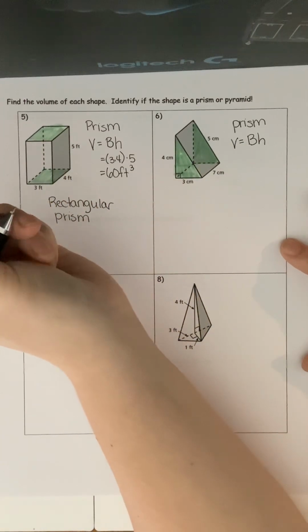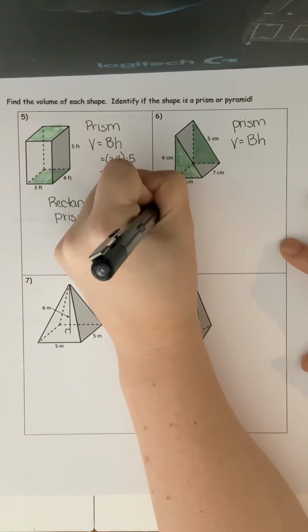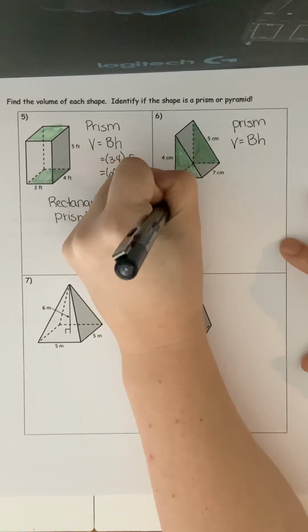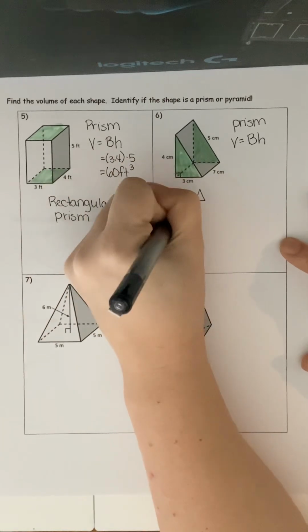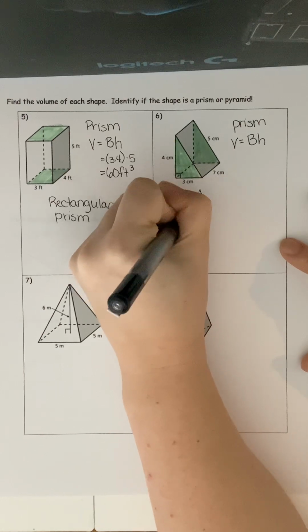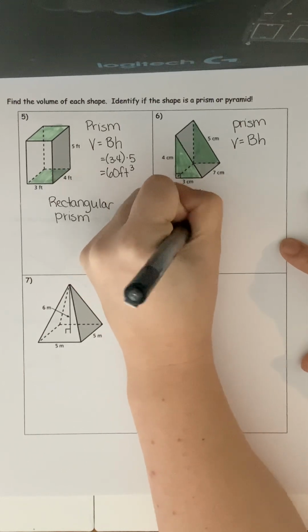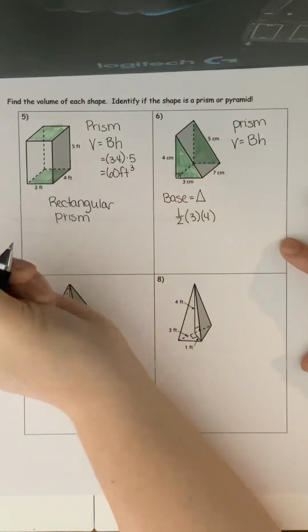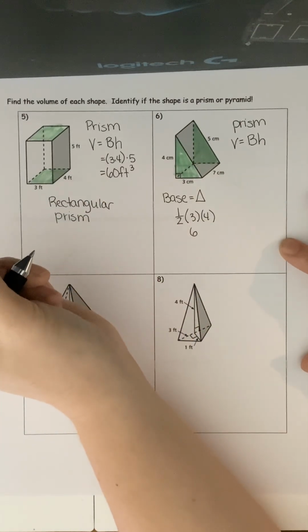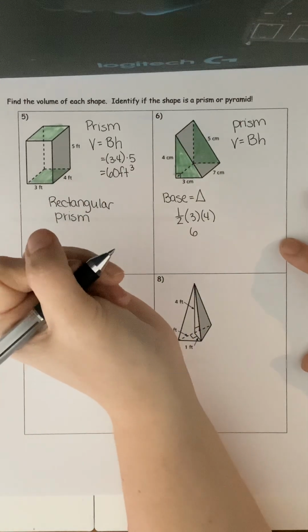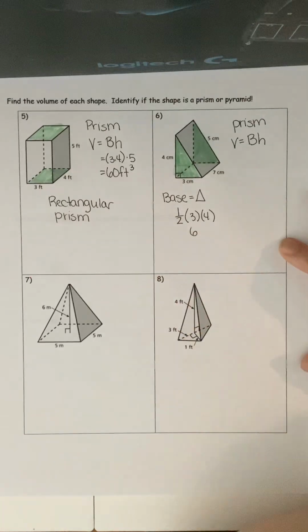So our base, all right, area is going to be a triangle. A base is going to be a triangle in this instance. So it's going to be, our area is 1/2 base times the height. So 3 times 4. All right, so that's going to be 6. All right, so we have 6.